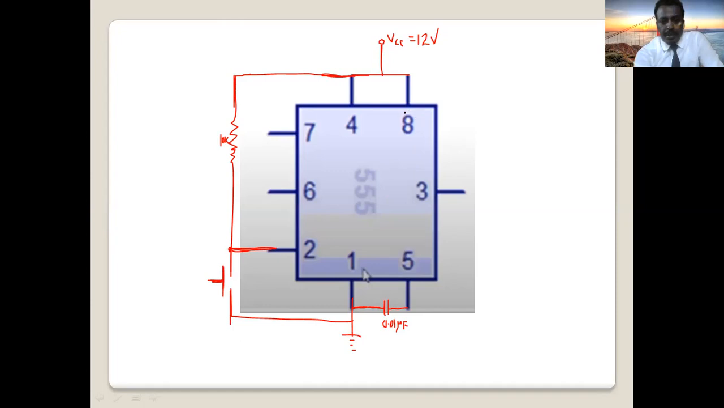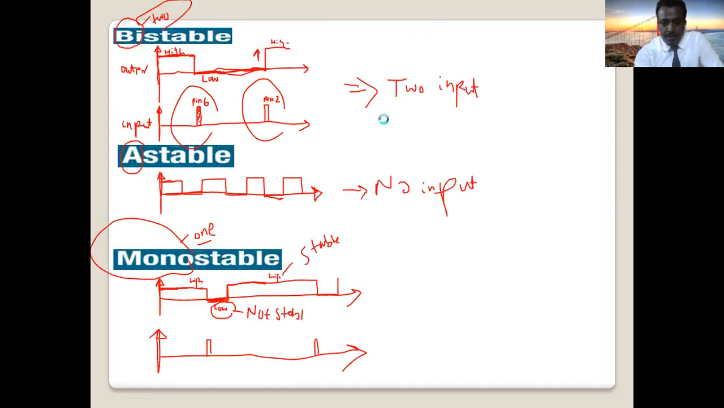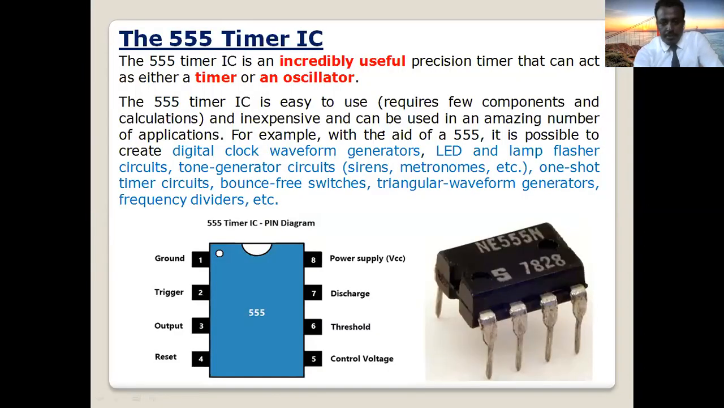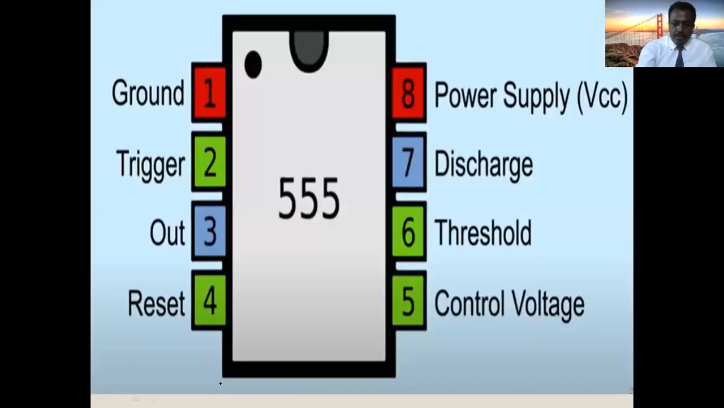As I said, pin number 8 is the power supply. Always in our pin diagram, when you see the pin diagram of a 555 timer, pin number 8 is the power supply. Pin number 1 is ground. We are not using pin number 7. We are not using pin number 5. For bistable, how many inputs do we need? Pin number 2 and pin number 6. This is our output. Reset also, we are not using pin number 4. So we connect it to our battery. If you are not using pin number 4, we connect it to the battery. That's what I am doing now.